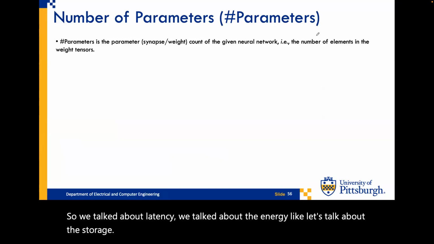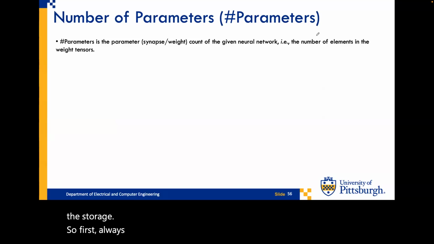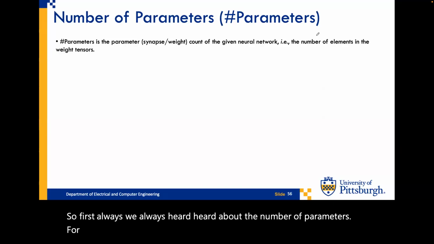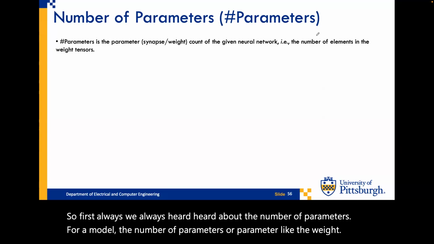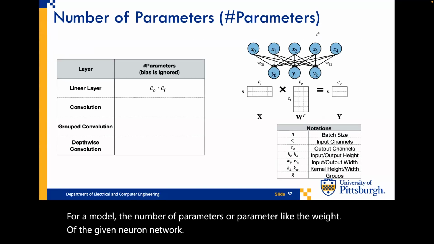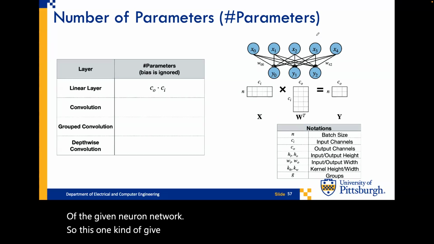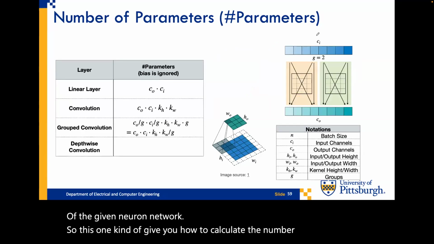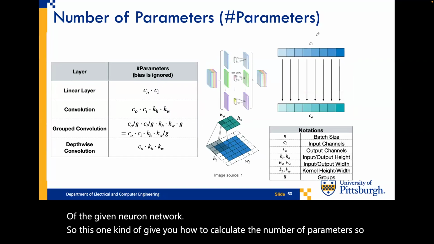So first, we always heard about the number of parameters for a model. The number of parameters is a parameter like the weight of the given neural network. So this one kind of gives you how to calculate the number of parameters. So I give you all this information, right?